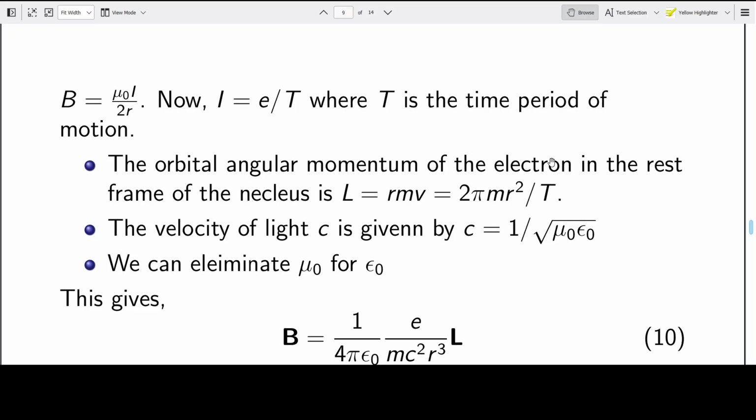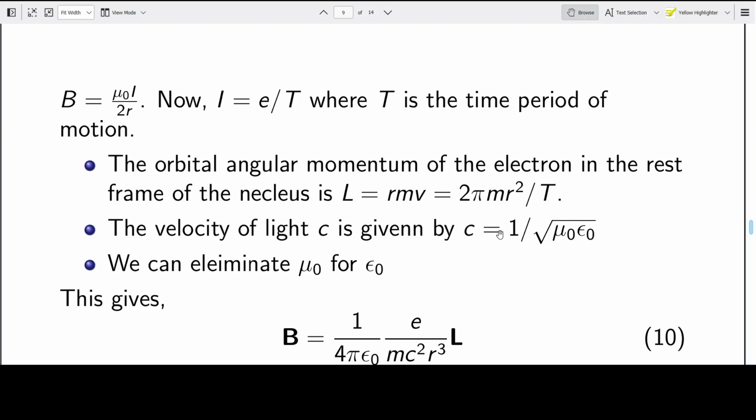B can be written as mu naught I by 2R from our elementary theory of electrodynamics. Now I is equal to e over T, where T is the time period of motion. The orbital angular momentum of the electron in the rest frame of the nucleus is L is equal to r m v, which is equal to 2 pi m r square by T.